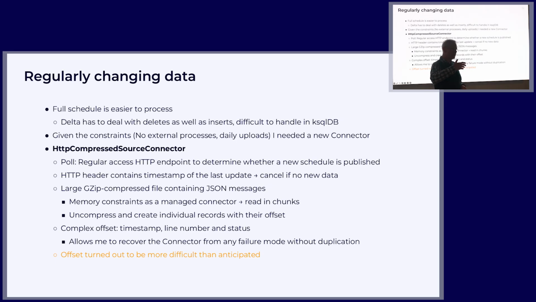I want to read it all in. It's 2 gigabytes compressed; uncompressed, it's probably 3 or 4 times the size or something like this. If I do that all in memory, in a managed connector that I run in Confluent Cloud, that thing will simply blow up and tell me to go away because it has limited space for the JVM. So it doesn't work this way.